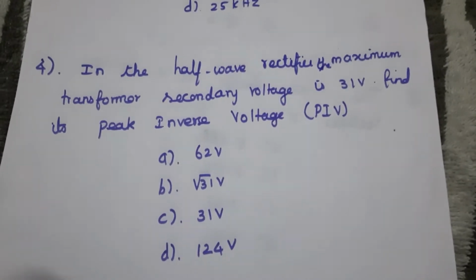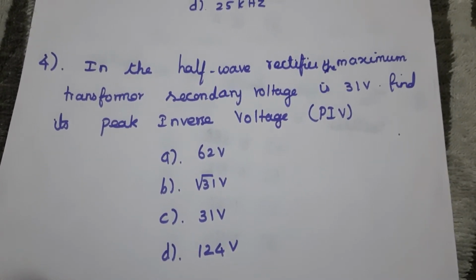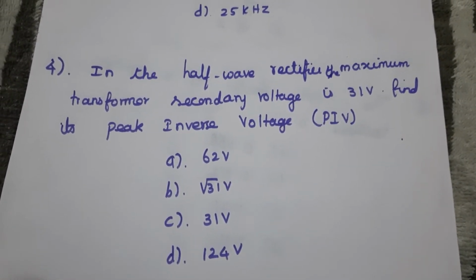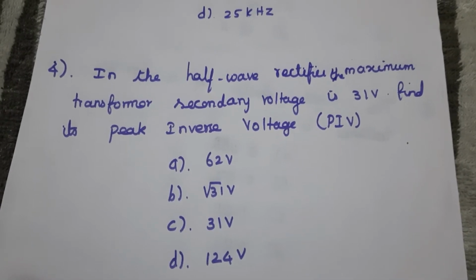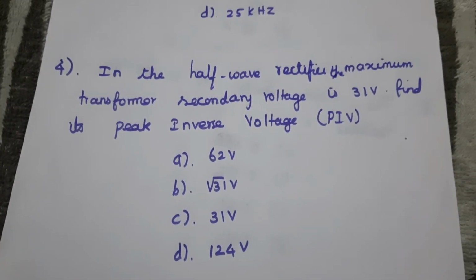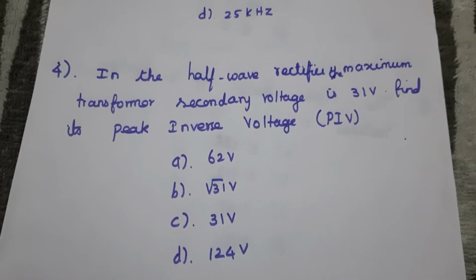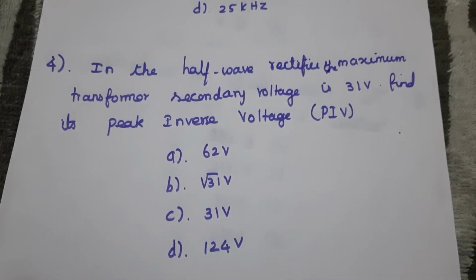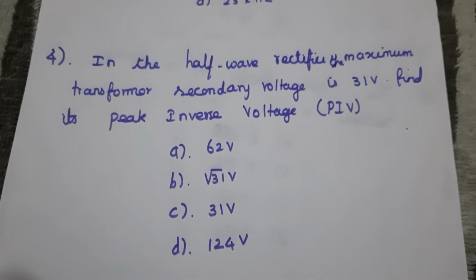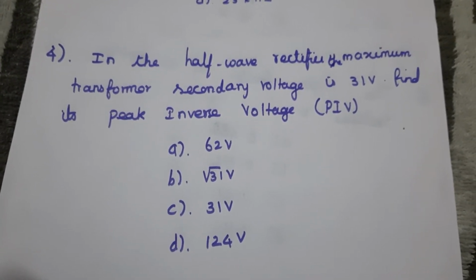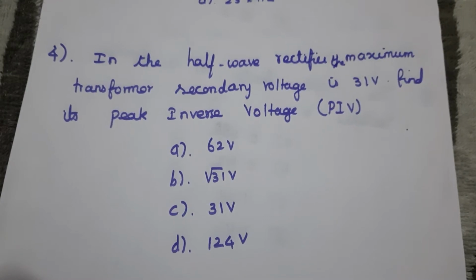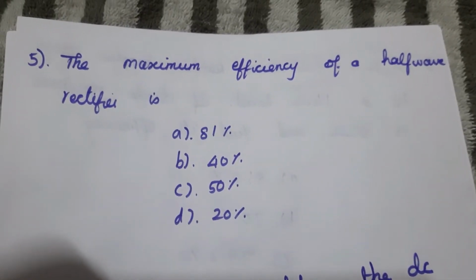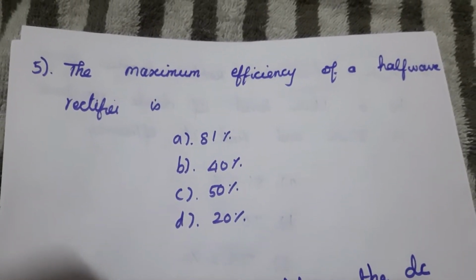And fourth question: in a half-wave rectifier, the maximum transformer secondary voltage is 31 volt. Find its peak inverse voltage, PIV. Find the correct answer.